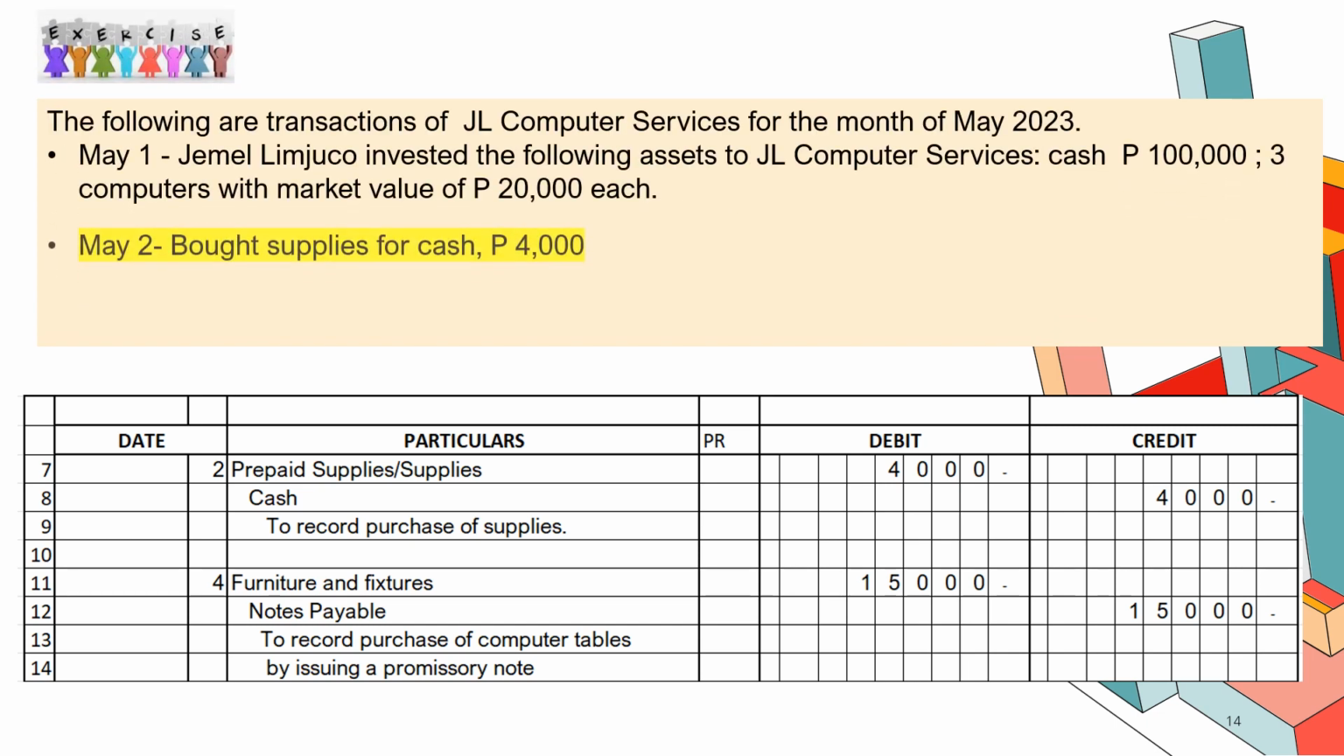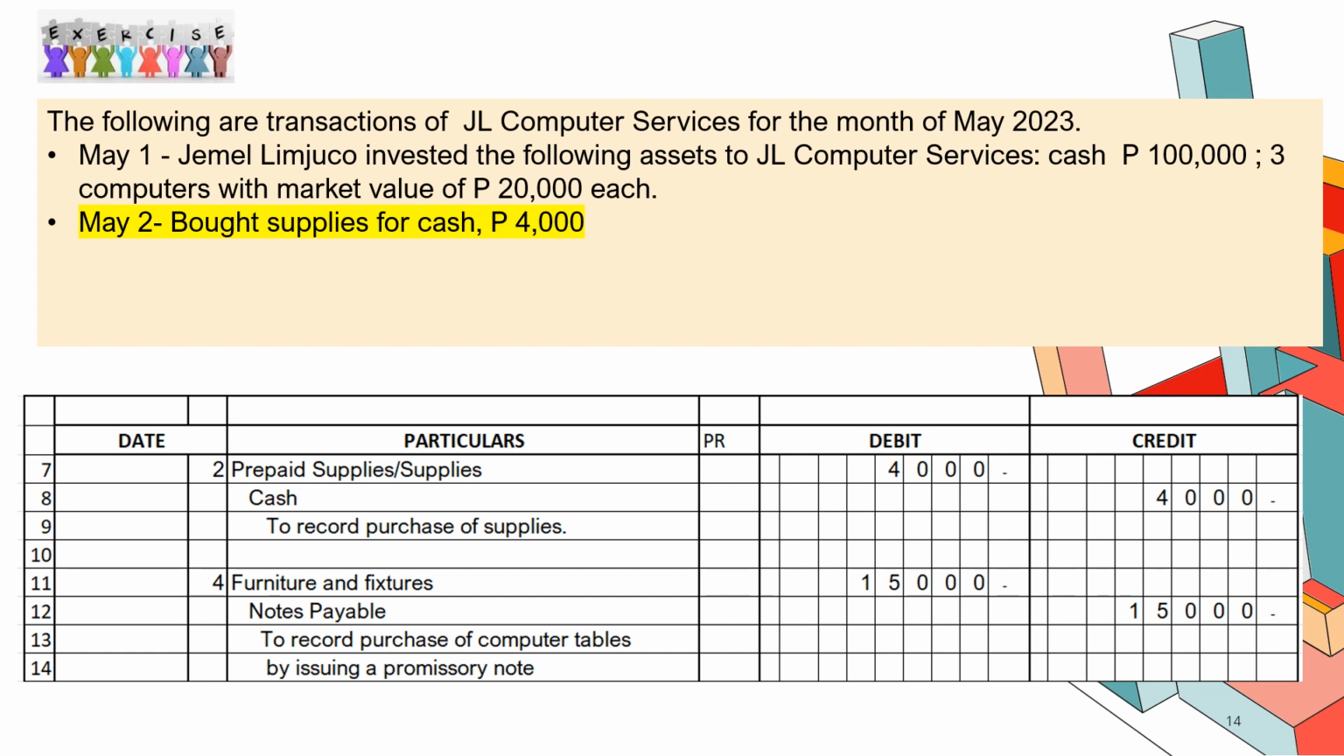Okay, next transaction is bought supplies for cash, 4,000. So you debit, this is May 2, prepaid supplies or supplies, how much? 4,000. Why debit? Because we increase our assets. That's positive. Then credit cash because we paid in cash, 4,000. Okay, explanation: to record purchase of supplies. This is an example of increase in asset and then decrease in another form of asset. Okay, this is May 2.